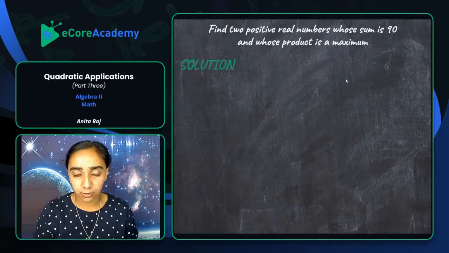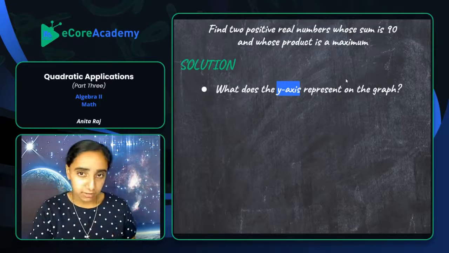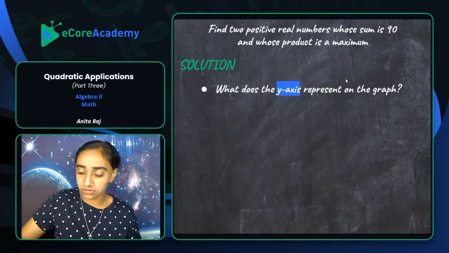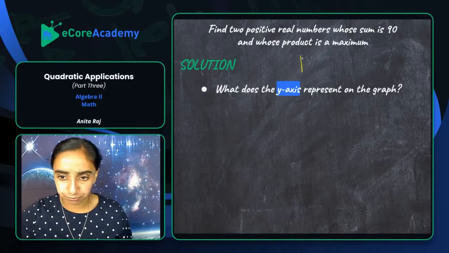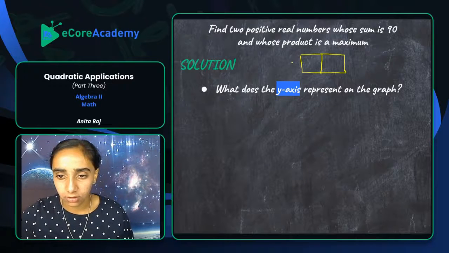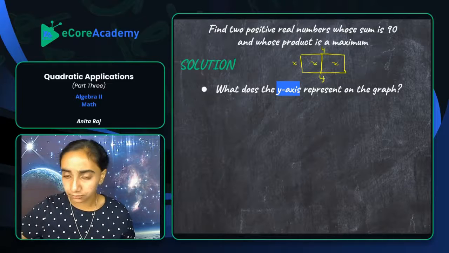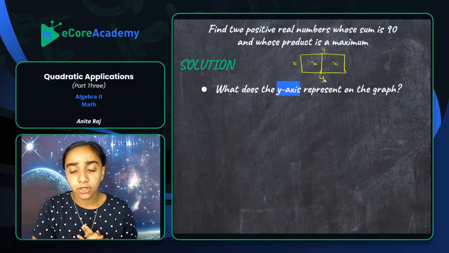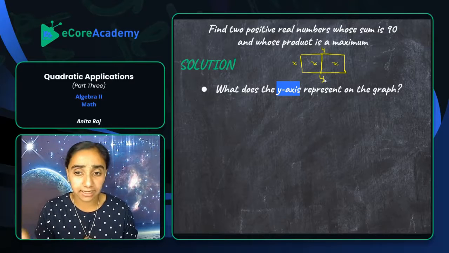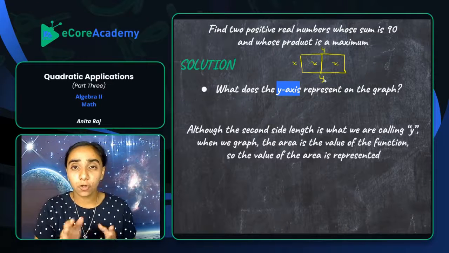Now let's answer the second one. What does the y-axis represent on the graph? If you didn't watch my number sense video, you're probably thinking the y-axis represents the second side length. If I redraw the diagram up here, very quickly, here's your rectangle, here's your x, x, y, y. Okay, so I redrew that. You're probably thinking that y, that long horizontal side length, is represented by the y-axis, and that is where you are wrong.